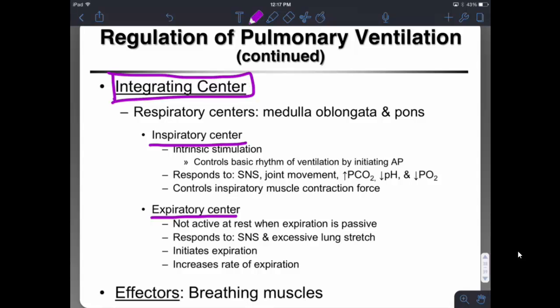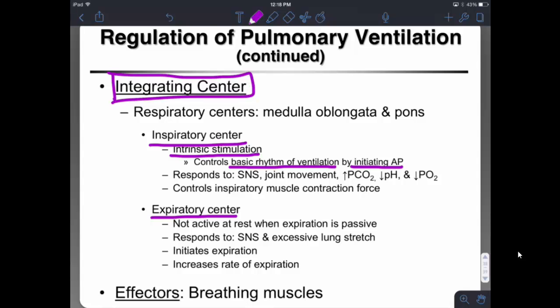The inspiratory center has intrinsic stimulation, similar to what we see with the SA node. Just the way the SA node controls the basic rhythm of your heartbeat, the inspiratory center controls the basic rhythm of ventilation. So when the inspiratory center initiates an action potential, it initiates an inhalation.